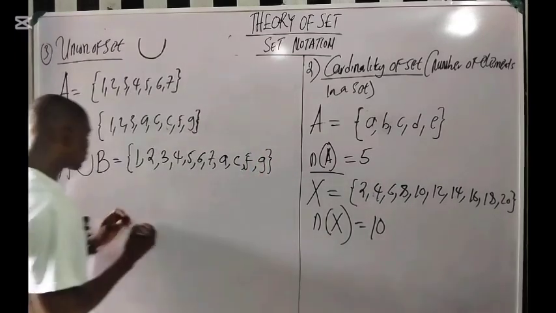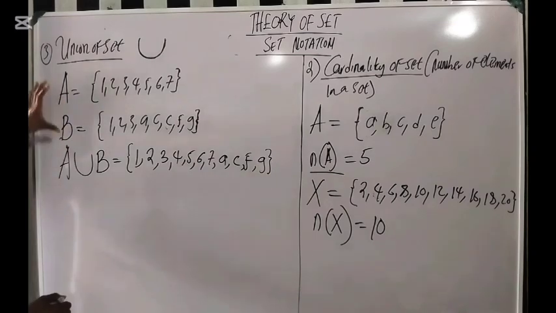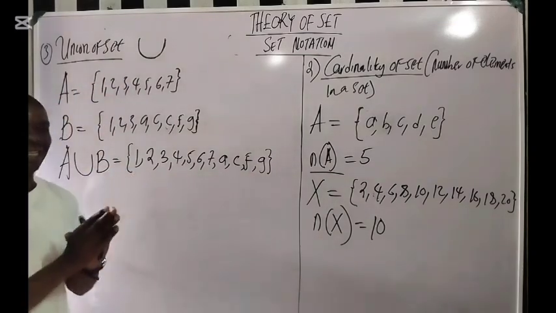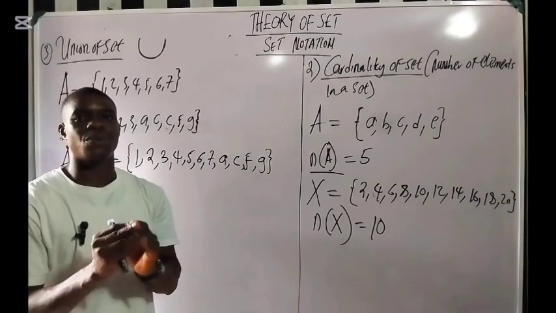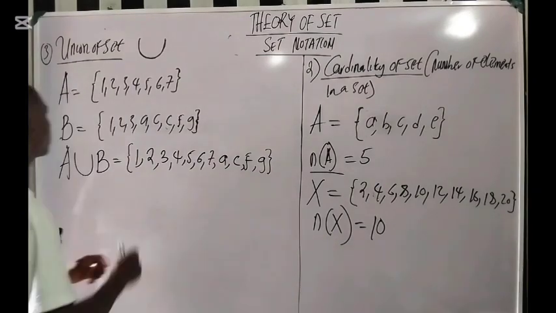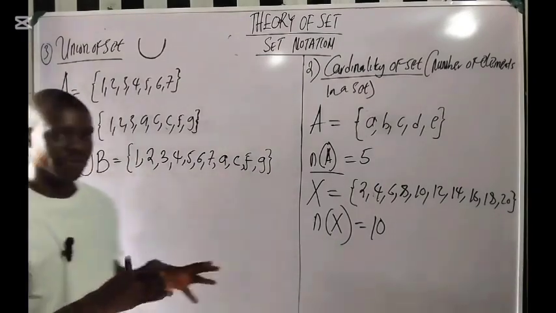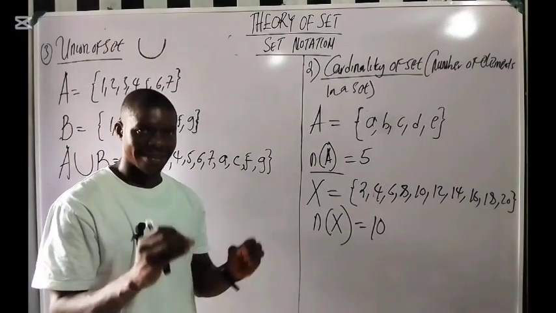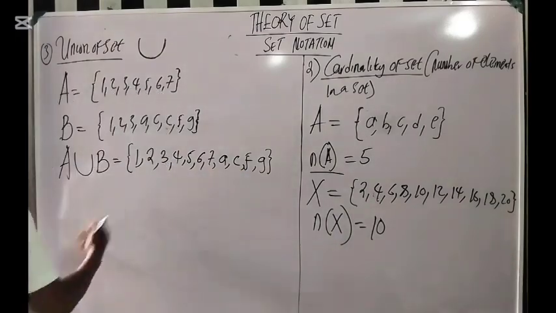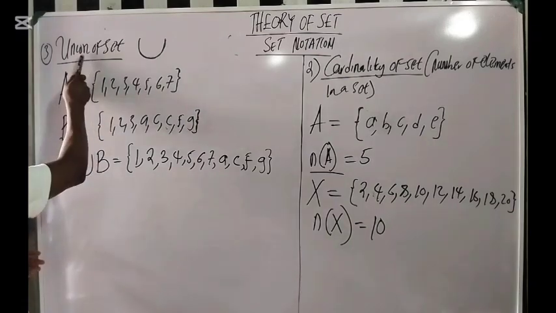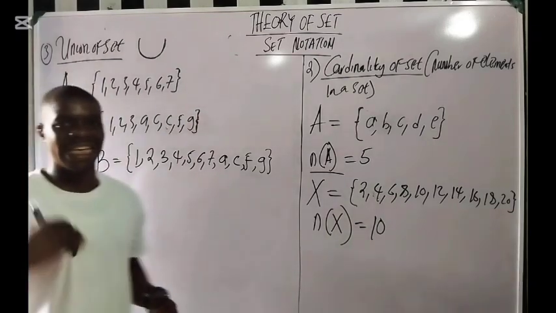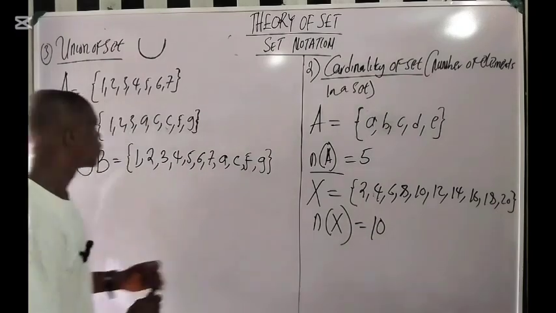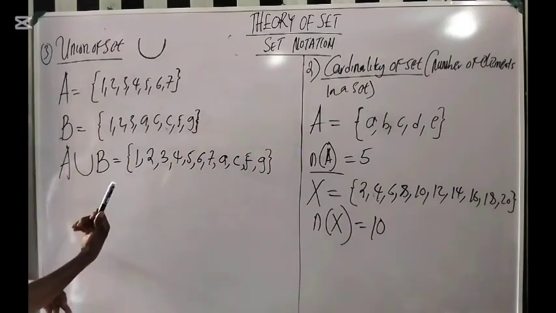That means the union of these two sets is combining all the elements here and here together without any repetition. So this is what's called the union of sets, when you are uniting two different sets together. We are done with the union of sets. In our next video, we are going to solve more problems, but here we are talking about set operations.